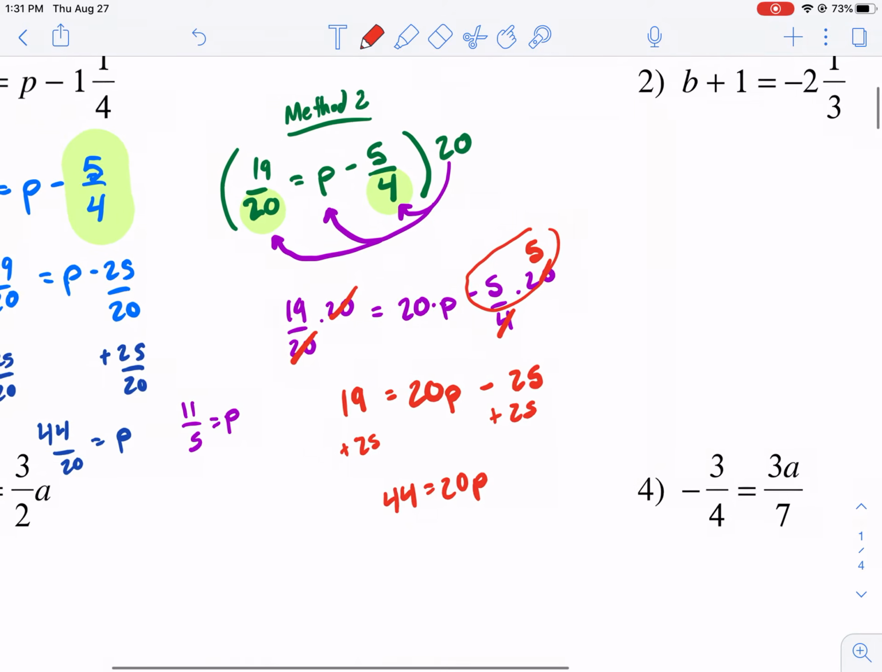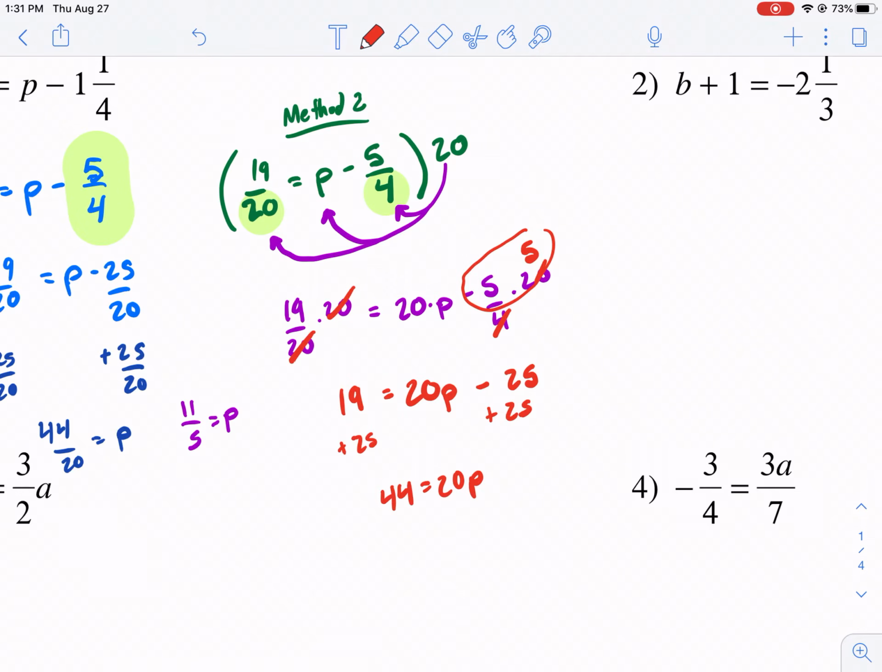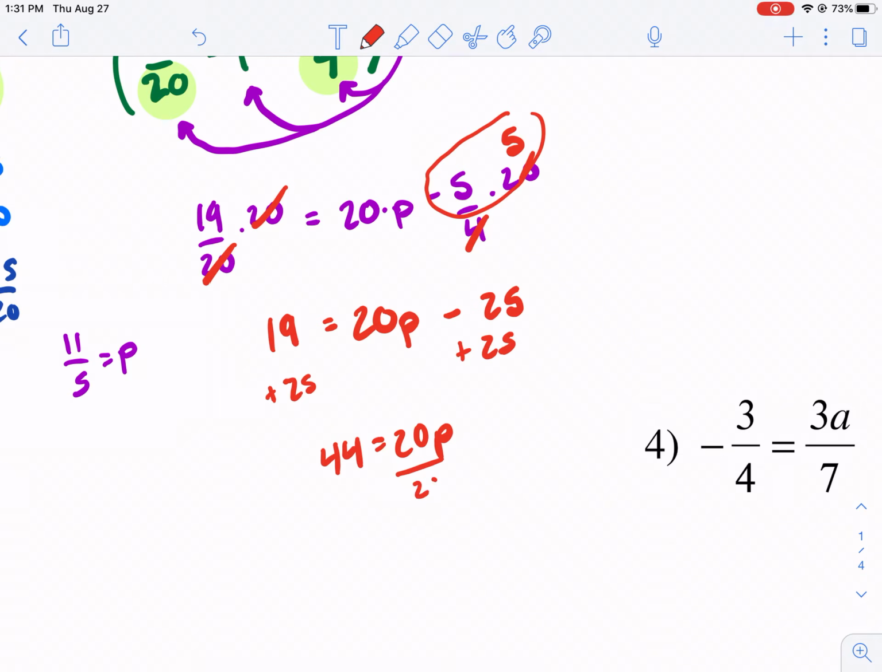Oops, I don't know why I changed colors here. I meant to have it all green. All right, then we divide by 20, and then we simplify. 44 over 20 equals p, and we simplify that, and we get 11 over 5. So we ended up getting the same answer.